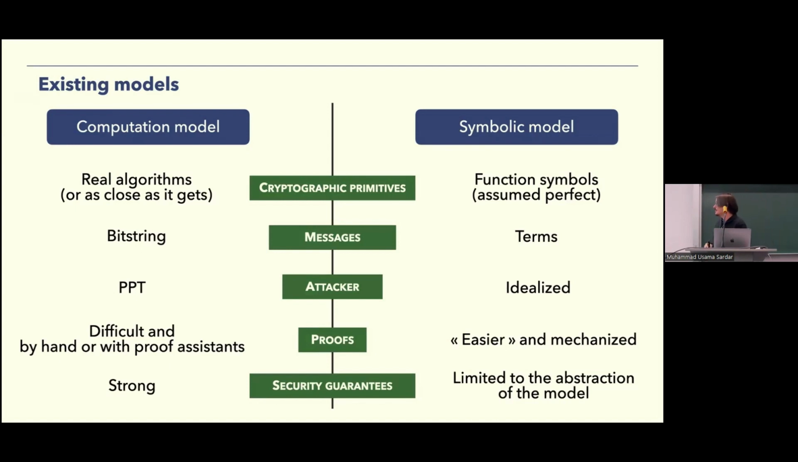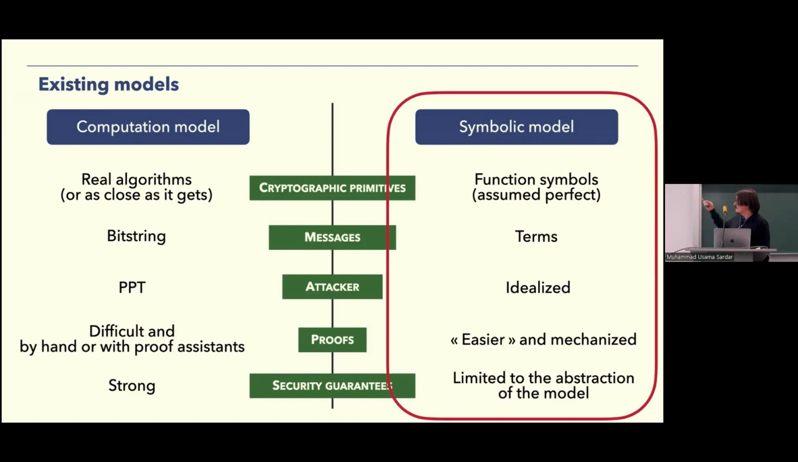So it's very powerful. But of course, the problem is that in the computational model, the proofs are much harder. They're usually done by hand. Or recently there are tools that exist, but they are not automated tools. They are more proof assistants. So you basically need to somehow help them to do the proof, so it needs a bit more knowledge.